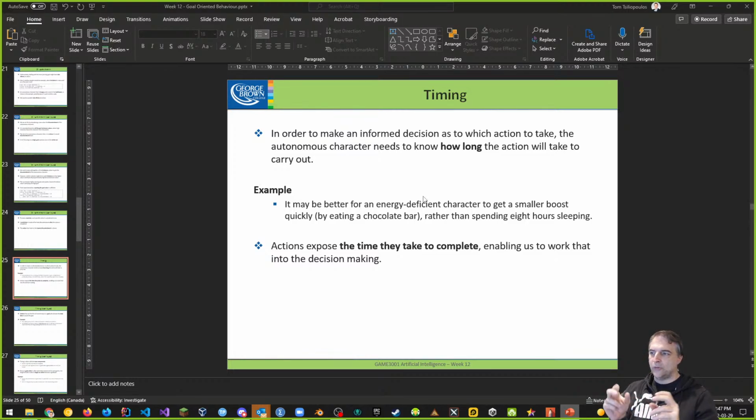Actions expose the time they take to complete. So that makes more sense now. Now it's even another layer of complexity that we're adding in. And what that does is it enables us to work that into the decision-making process, okay?